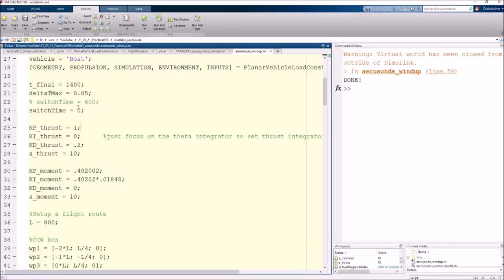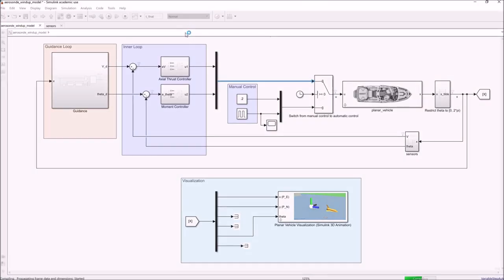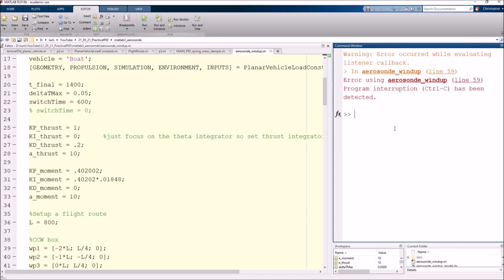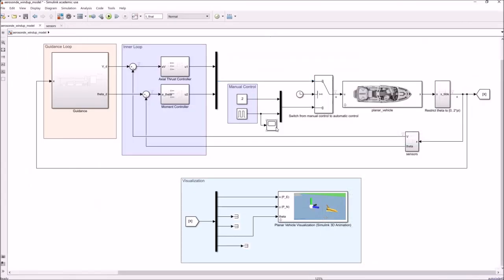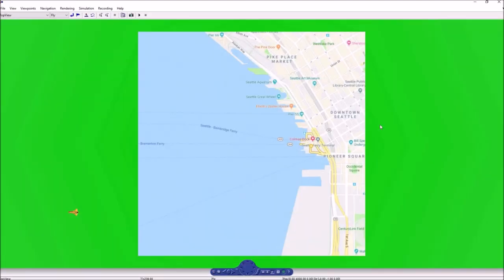So let me go ahead and reinitialize some of these variables. And oops, sorry. I didn't want to actually run the simulation. Sorry, hold on. Let me see if I can pause this. Let me break this out of the sim. And I just want to come back to this, and let's go ahead and again open up the Simulink 3D animation.